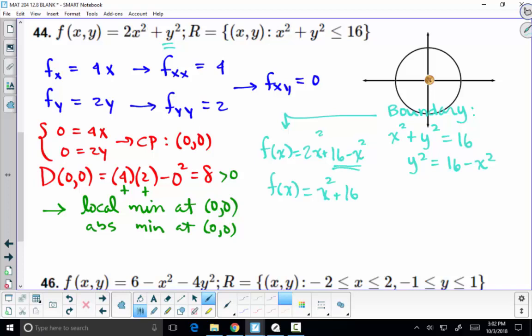So anywhere on the boundary, z values only depend on x. So we know that at the top point and the bottom point, where x is 0, the boundary is going to be 16 and 16 there and there.